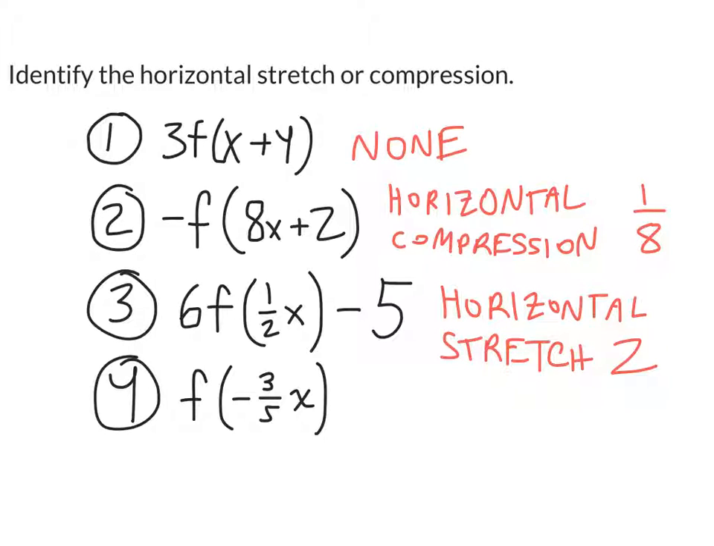And the last one, the b value is -3/5. We don't care about the negative. The negative tells us reflections. So we're just going to look at the absolute value. And I don't look at 3/5. I look at its reciprocal, which will be 5/3 and is greater than 1. So this one will have a horizontal stretch of 5/3.